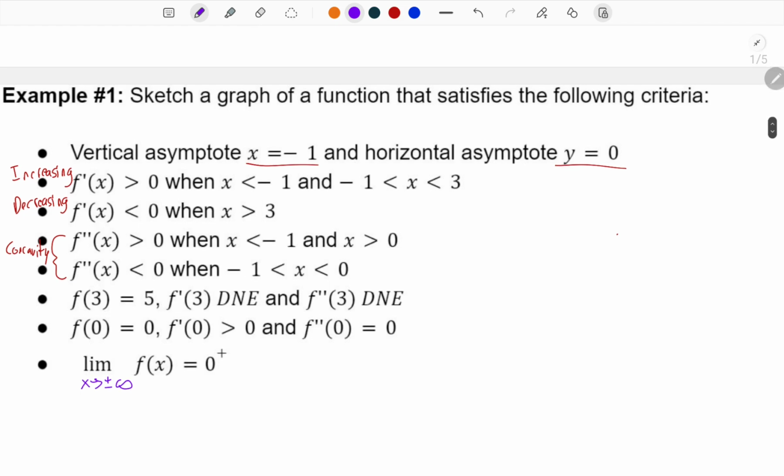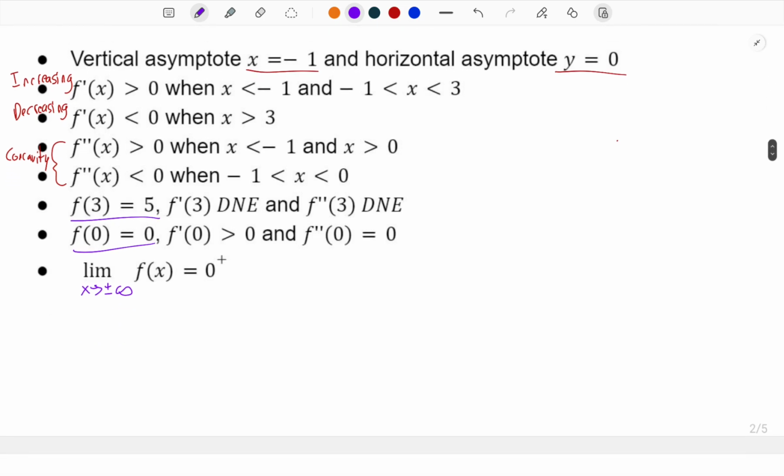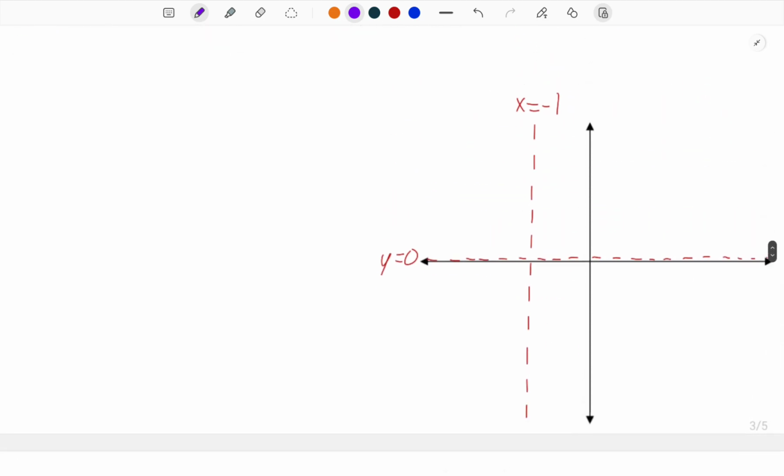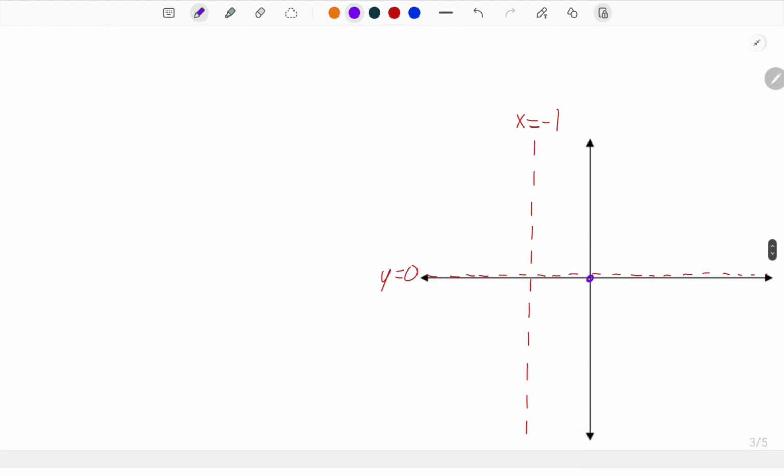Okay, so let's start actually then after we've got those asymptotes down. We've got some specific points. Let's get those specific points down. So we have the point 0, 0. And we have the point 3, 5. Let's do that about here.